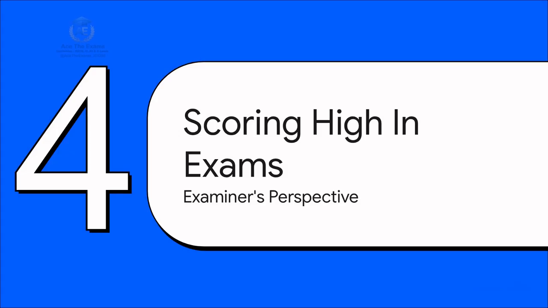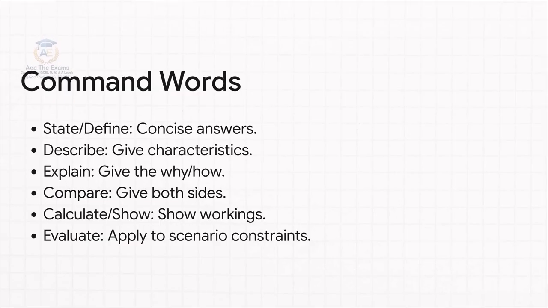And finally, Section 5, scoring high in exams, straight from the examiner's perspective. Look, examiners aren't just looking for a generally right answer. They are actively scanning your paper for command words. If the question tells you to explain a validation technique and you only state the name of it, you're going to lose marks, even if your technical facts are totally correct. Explain demands the why and the how.